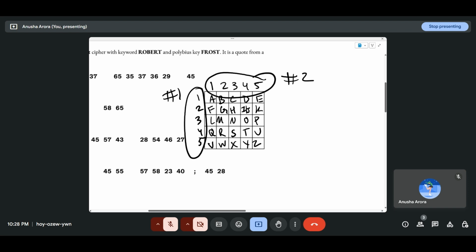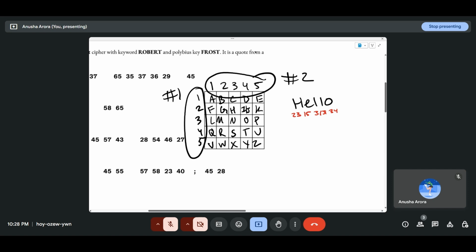So, for example, I'll just start with hello. If we were to convert hello, all we do is figure out its numerical value from the Polybius key. And so H is going to be 23, E is going to be 15, both the L's are going to be 31, and then the O is going to be 34.